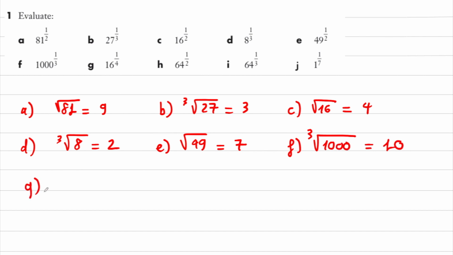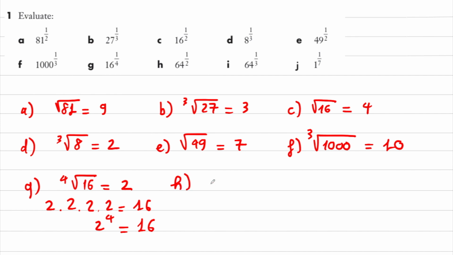And G, you've got the 4th root of 16, which means 2, because 2 times 2 times 2 times 2, 4 times, you get 16, or 2 to the power 4 will be 16.